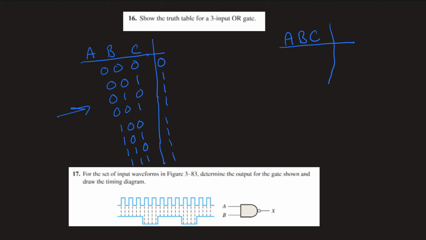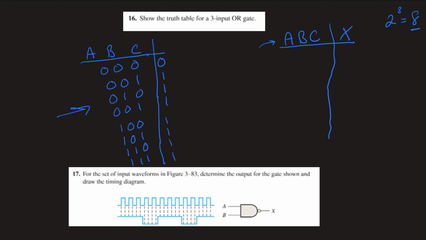So we have A, B, C, and we have our output X. Now, the only thing you have to know to be able to do this is how many rows it needs. And so remember, it's always 2 to the number of bits. In this case, we have 3 bits, so it's 8. If it were 4 bits, meaning we had A, B, C, and D, it would just be 2 to the 4.